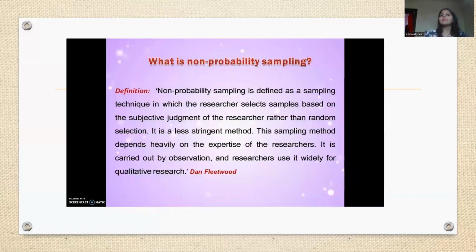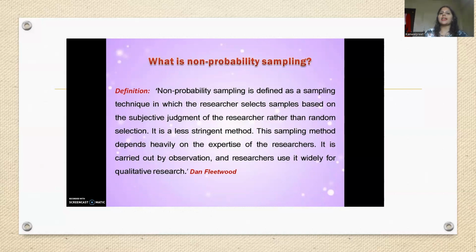What is non-probability? It is defined as a sampling technique in which the researcher selects samples based on subjective judgment. So here the researcher is using their judgment. Now convenience sampling, if you have heard about it: anyone whom I easily come across, I'll collect the data from. Suppose I'm studying commerce graduates. So any student who is in my college or a nearby college, whom I know is a commerce graduate, I'll take the data. So there is no formula involved.